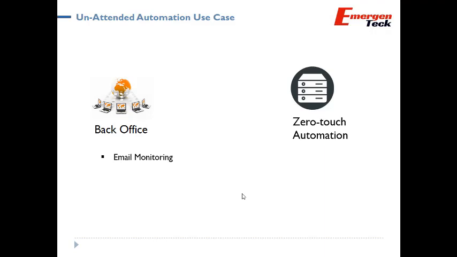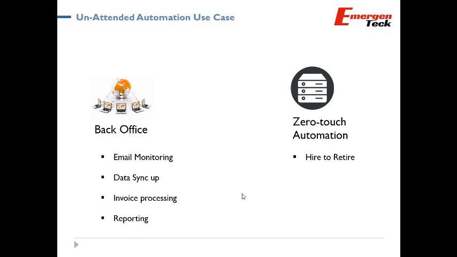For example, email monitoring. Wherever we have to-and-fro emails coming and going, it's probably a good use case to apply an unattended bot. Daily data sync up, invoice processing, where we want to process invoices without any human intervention, and reporting. These are some of the areas where we can deploy an unattended bot without any human intervention.